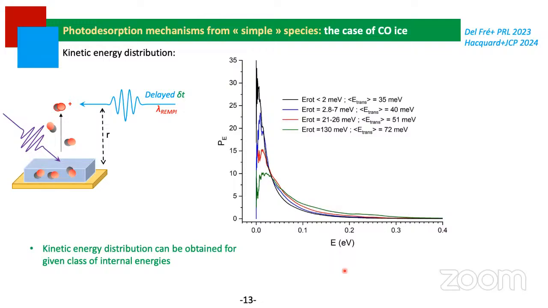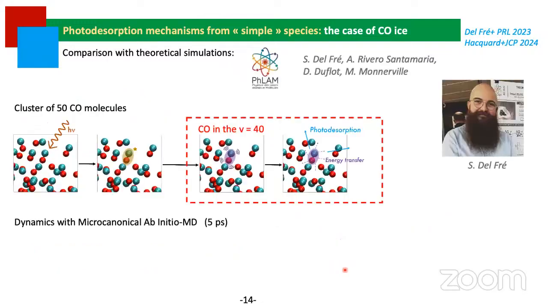So with this kind of data, what can we do? In fact, we will compare with theoretical calculations, which are made in Lille in the laboratoire Flamme, in the team of Maurice Monnerville. And this is the PhD student who did most of the work concerning that.